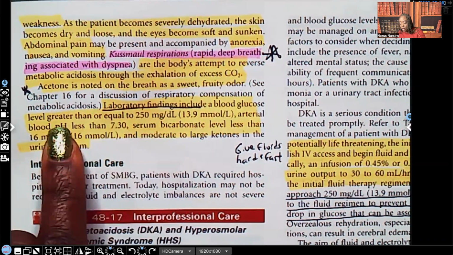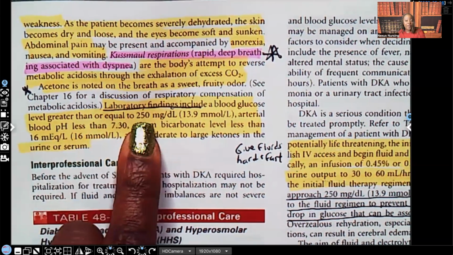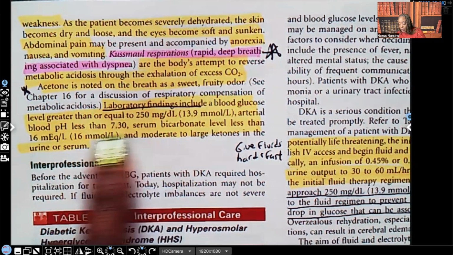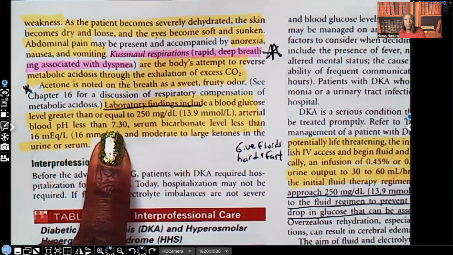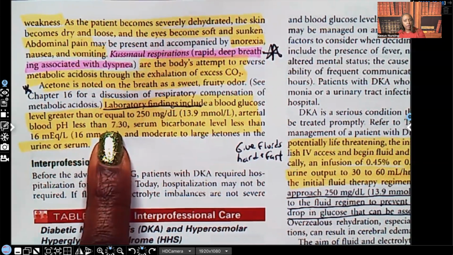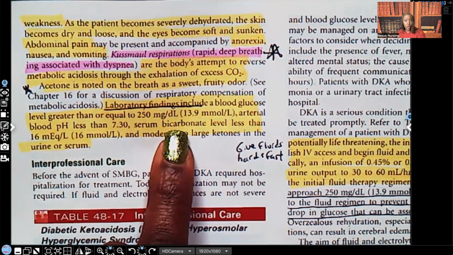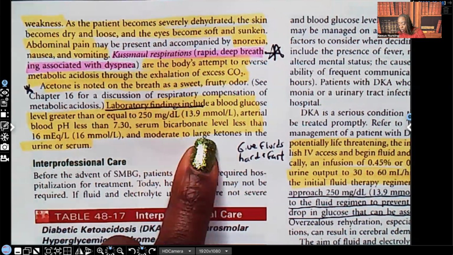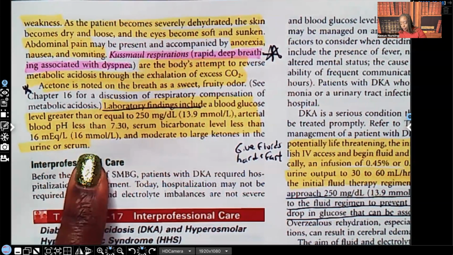Laboratory findings include the blood glucose greater than or equal to 250. Normal blood glucose, guys, is supposed to be 70 to 110. This patient's at 250. Okay. Arterial blood pH less than 7.30. Remember, your normal pH is what? 7.35 to 7.45. This is less than 7.30. So absolutely, that's acidic. Your serum bicarb, that's your HCO3, level less than 16, and moderate to large ketones in the urine or serum.